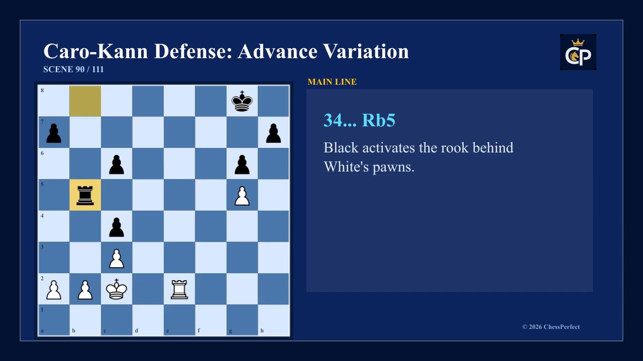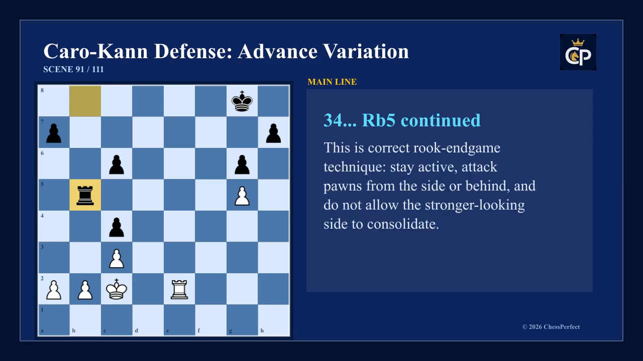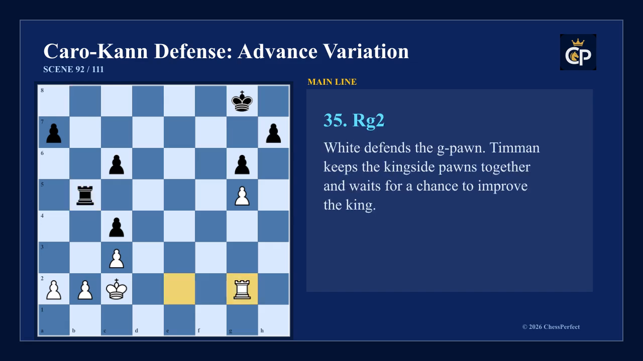Rook b5. Black activates the rook behind white's pawns. This is correct rook endgame technique. Stay active, attack pawns from the side or behind, and do not allow the stronger looking side to consolidate. Rook g2. White defends the g-pawn. Timman keeps the kingside pawns together and waits for a chance to improve the king.